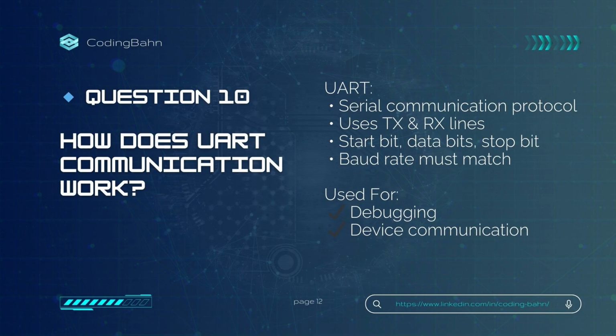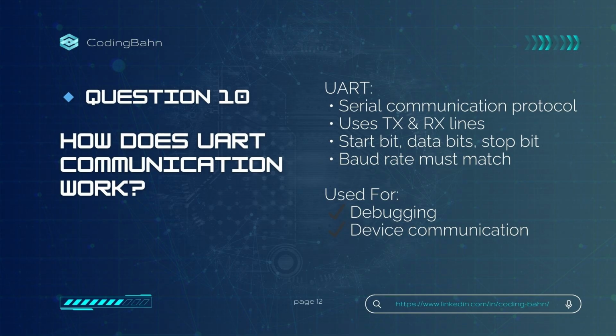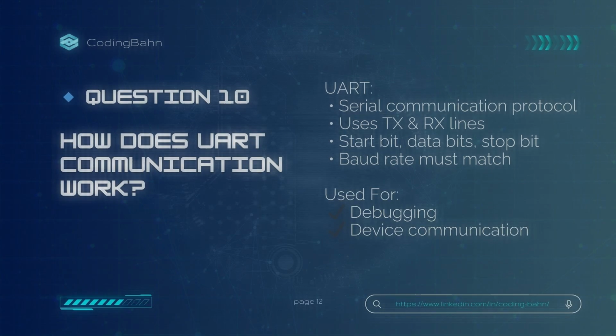Question 10. How does UART communication work? UART is a serial communication protocol using TX and RX lines. It uses start bit, data bits, optional parity, and stop bits. Both devices must agree on the baud rate. UART is widely used for debugging and device communication.